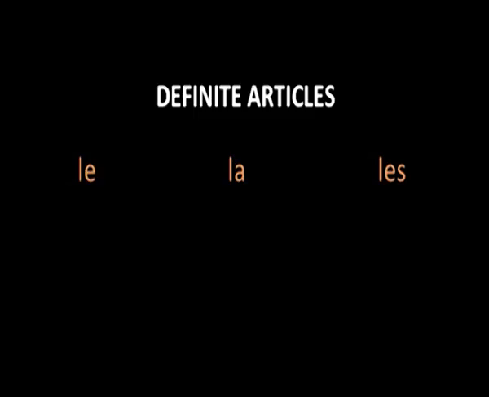Next, let me review what definite and indefinite articles are. In French, there are 3 definite articles: le, la, and les. When a definite article is placed before a noun, it indicates that the noun is a specific one. A specific noun means one that has already been introduced or mentioned before.